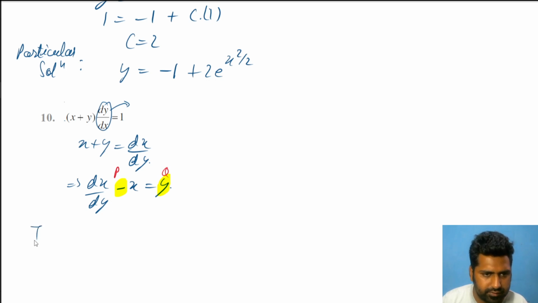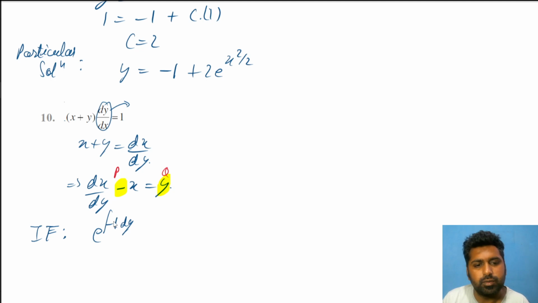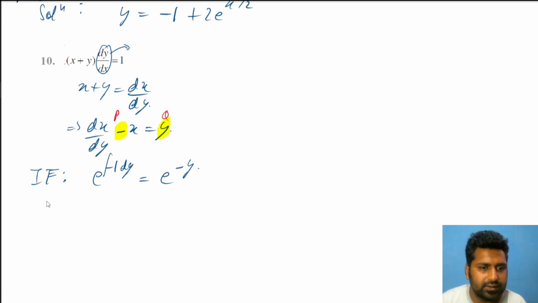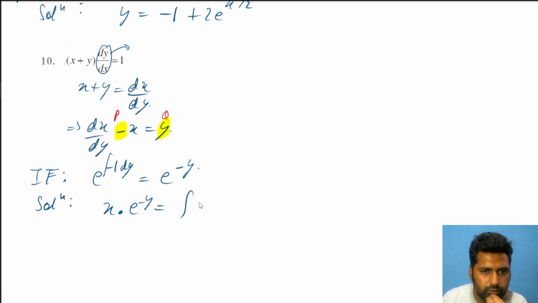Let's calculate your IF. So IF is e raised to power minus 1 integration, but this is with respect to dy, because we are doing it for dx by dy, otherwise it will be e raised to power integration p dx. So this is e raised to power minus y. All right, then the solution is x into IF, e raised to power minus y, is equal to integration q, y into e raised to power minus y dy.